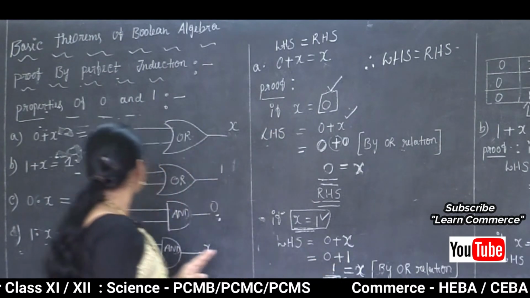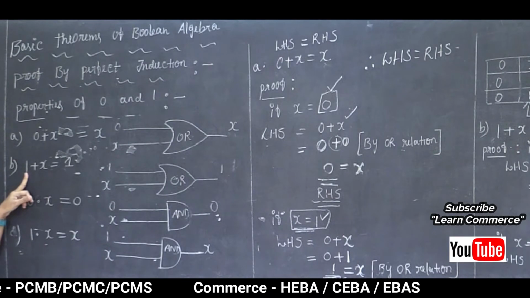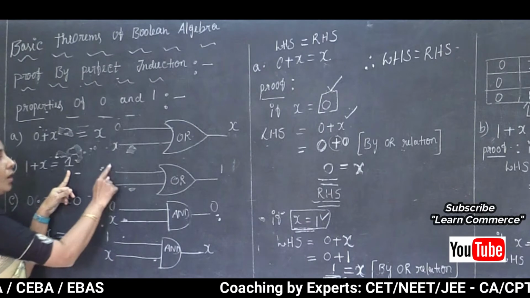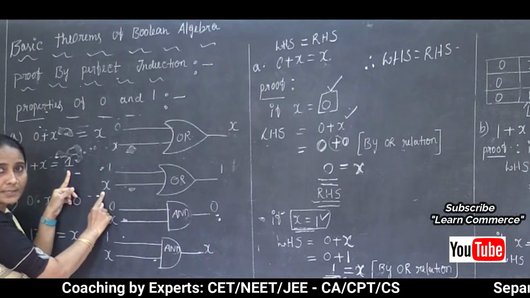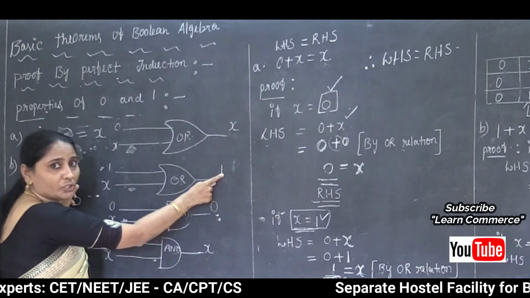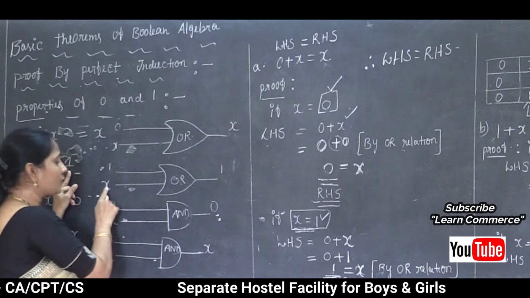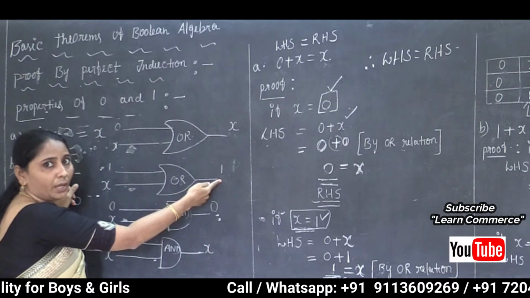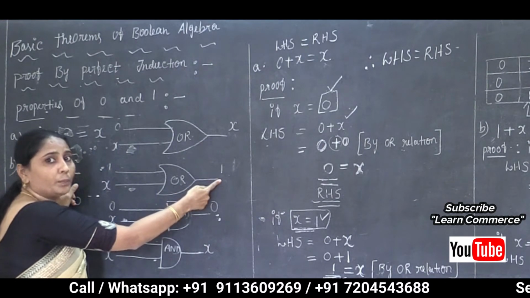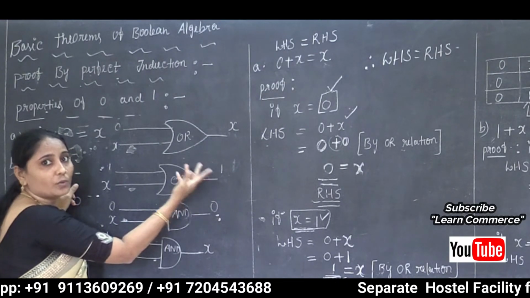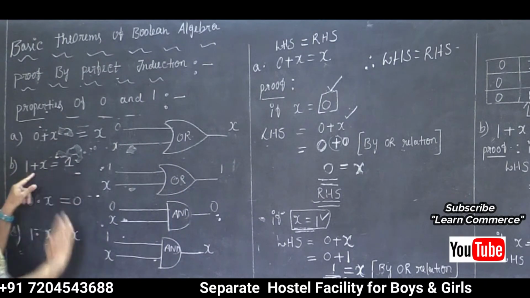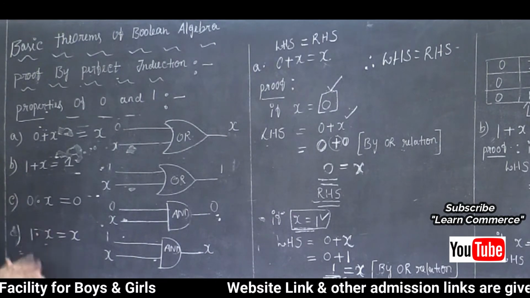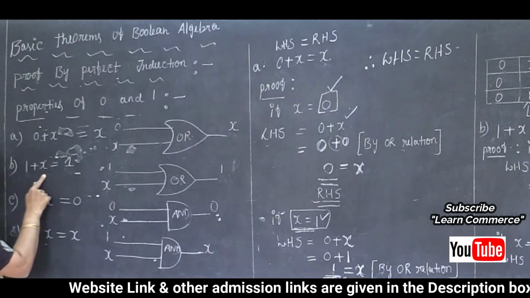Now let's see the second thing. The second one is 1 plus x is equal to 1. We know the truth table symbol. The symbol is 1 OR x is equal to 1. When you add 1, maybe the x value is 1, the result is 1 only. 1 plus 1, result is 1. Maybe the x value is 0, 1 plus 0, the result is always 1 only. Clear this point? Now we are going to prove whether it is true or not. The value 1 plus x is equal to 1.